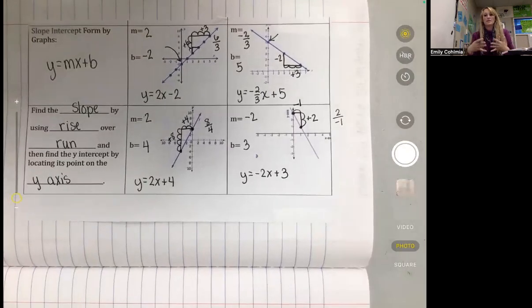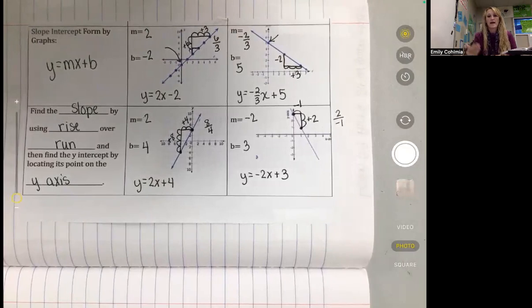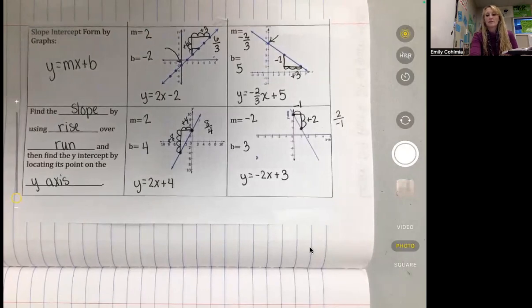So it's these steps that we've already learned. We've learned how to find slope. Now we're adding one more step of finding the y-intercept on the y-axis and then plugging it into the y equals mx plus b formula. So that is really all there is to it.